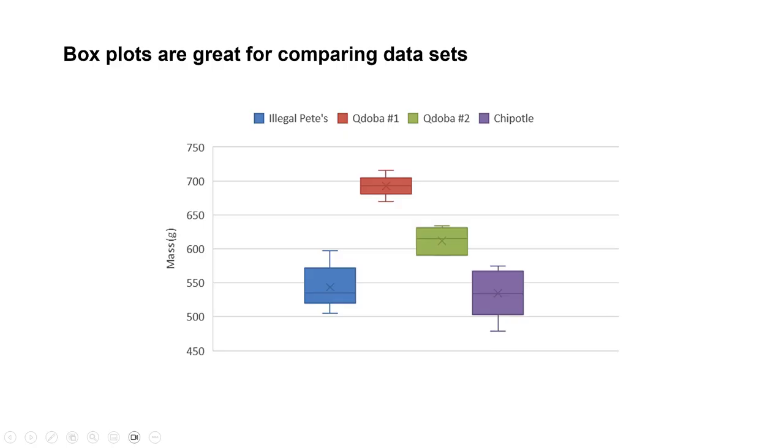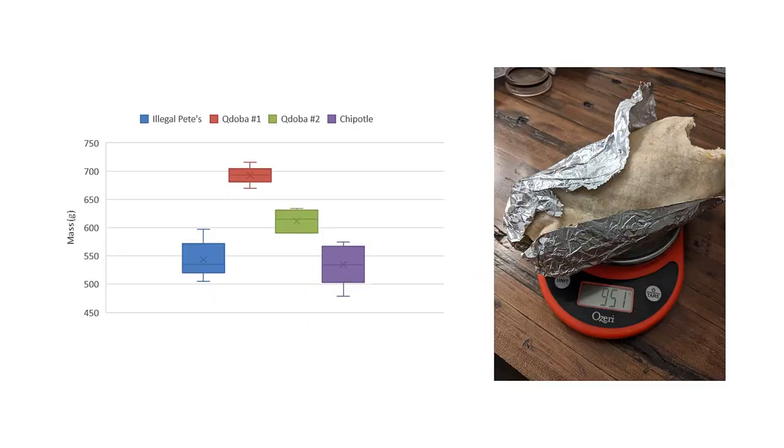So in conclusion, box plots are also a great way for comparing multiple data sets. And finally, I just want to remind you to be wary of removing outliers. Here on the right is an actual burrito from Chipotle. If you look at this box plot over here on the far right for Chipotle, the average is somewhere around 525 or 530 grams. And I got this burrito once.